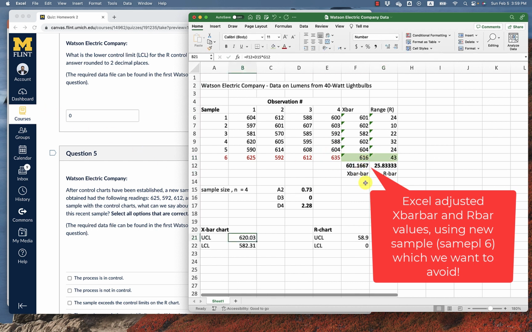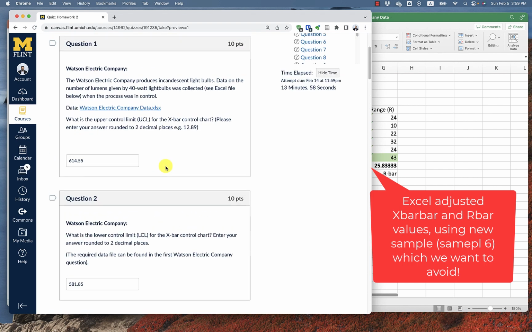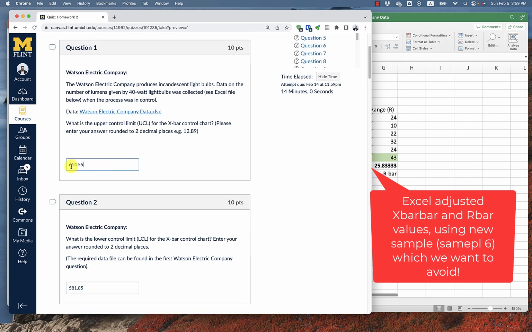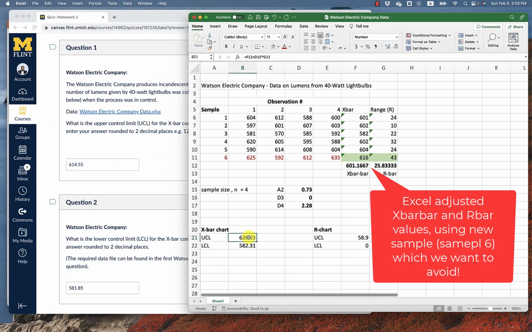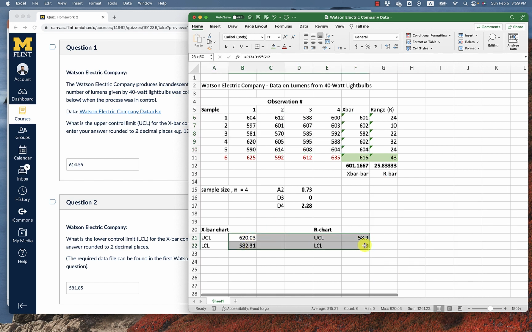Okay, so here's what Excel has done. This was very tricky. I was wondering what happened, because if you go up, we entered 614 here, and it changed the 614 to 620. So it almost tricked me. What happened is it changed these 2 values when I added this row. We have to make sure these values don't change, because the new sample is not going to be used to determine the control limits. That's already been done by the first 5 samples. The new sample is going to be plotted on the control charts. It's not going to affect the control limits.